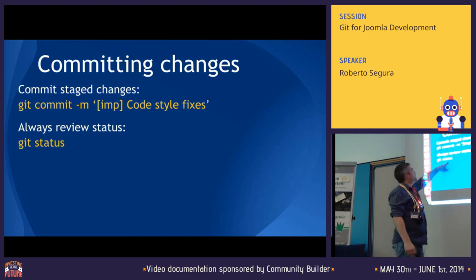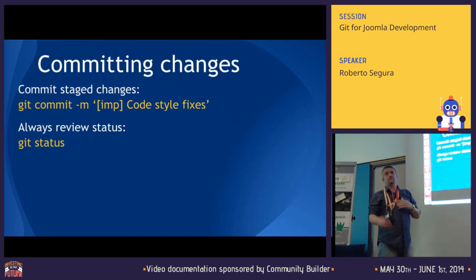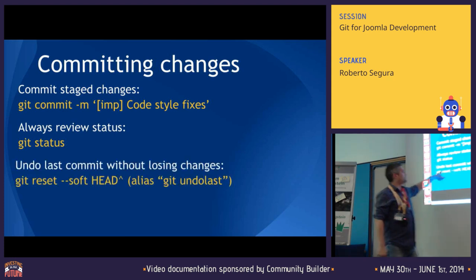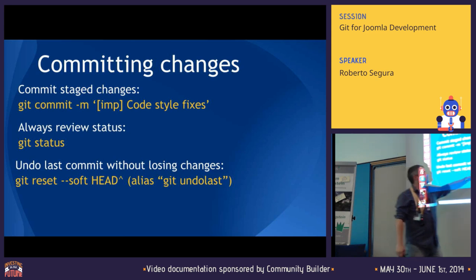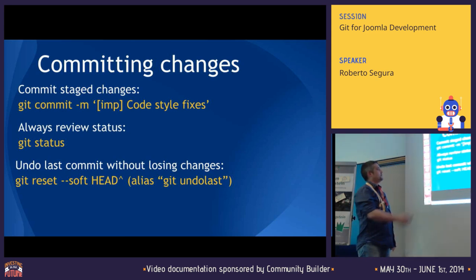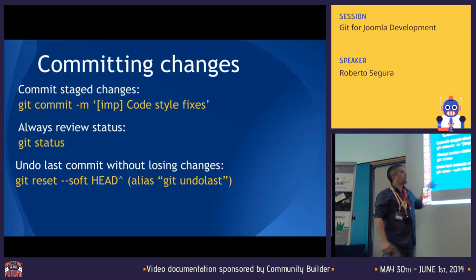After doing a commit, always do a git status to be sure that you have committed everything, or that you have not committed something that you don't want to commit, so you can revert it before pushing to the server. If you want to undo your last commit, you can use this ugly command or use my alias that is undo last, and it reverses the commit, but without removing the changes done to the files. So the files will appear as modified, but not in a commit.